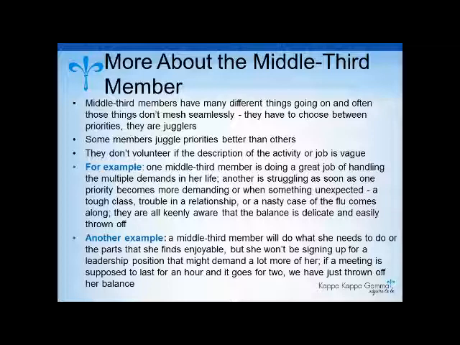But then another middle third member will find the pieces of the organization that she likes doing. But she won't sign up for a leadership position that might demand a whole lot more of her because she doesn't know if she can handle it. And if a meeting is supposed to last for an hour and it goes for two, we have just thrown her off her balance, and she is not likely to volunteer.